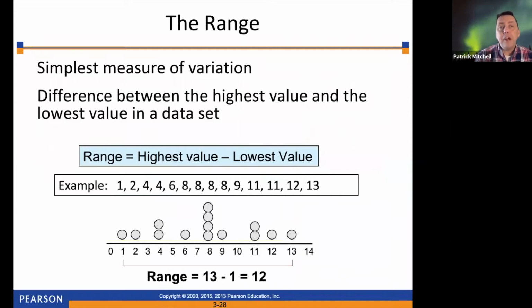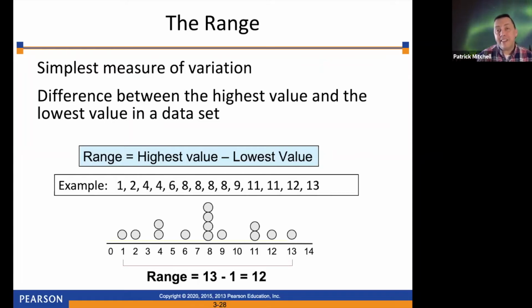Again, the range is the simplest measure of variation. It is simply the difference between the highest value and the lowest value in a data set. In this example, which you can see here, you have data values ranging from 1 through 13. So the range would be 13 minus 1, which is 12. That's all there is to it.